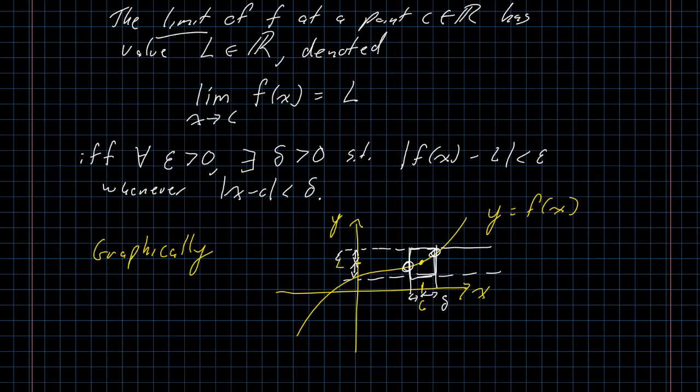One thing that's going to be useful to us is that there's not a unique value of delta. Here I've drawn a value of delta that worked. I could have drawn that box instead. Once you find a value of delta that works, anything smaller than that also works. And that's going to be very useful to us.